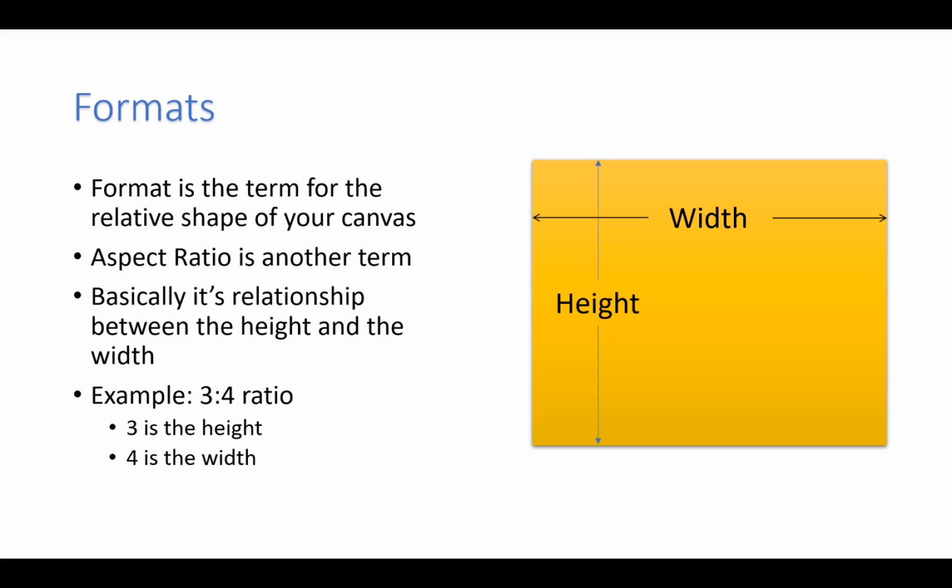If you take the two numbers in the ratio and multiply them by another number, that would be your canvas size. If we use 4 as the multiplier, then 4 times 3 is 12, and 4 times 4 is 16. So the canvas would be 12 by 16. If we use 6 as the multiplier, then 3 times 6 is 18, 4 times 6 is 24. So the canvas would be 18 by 24.